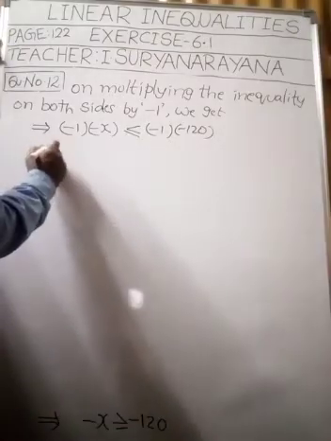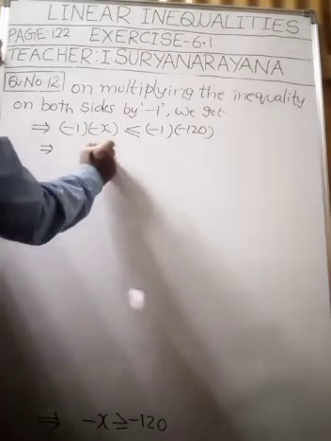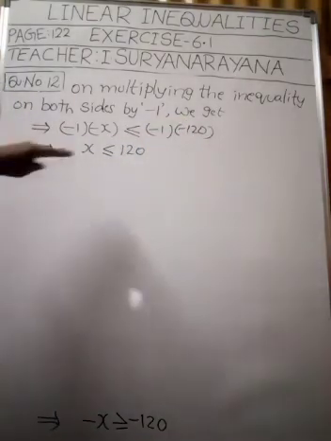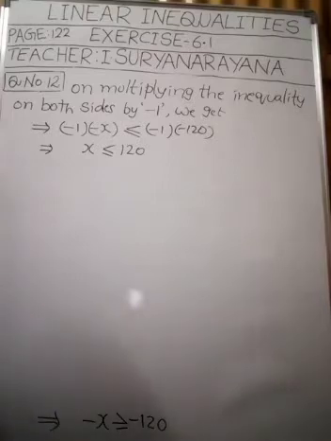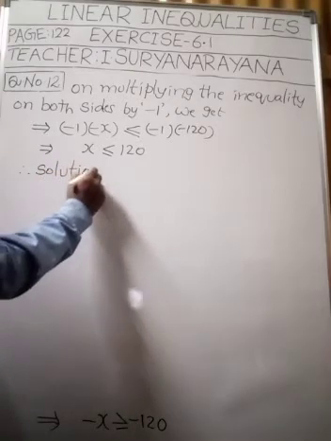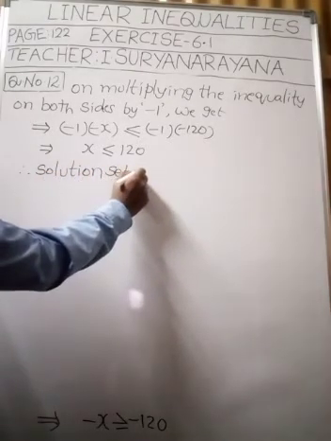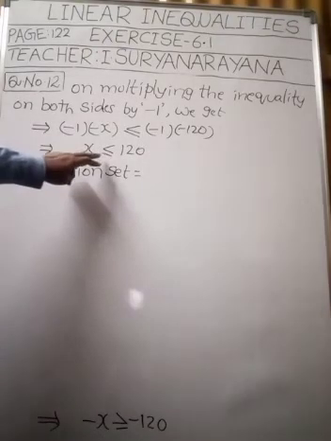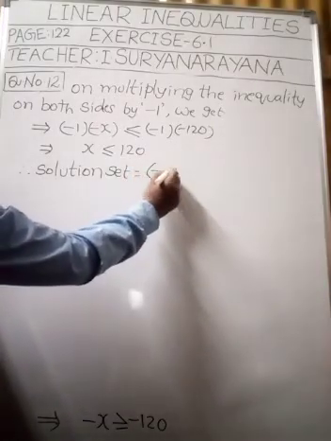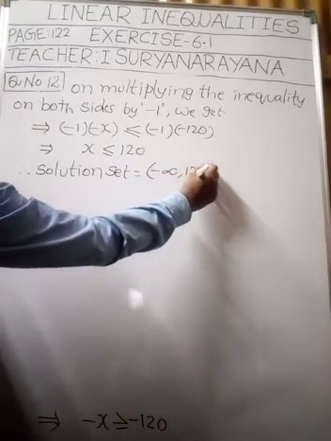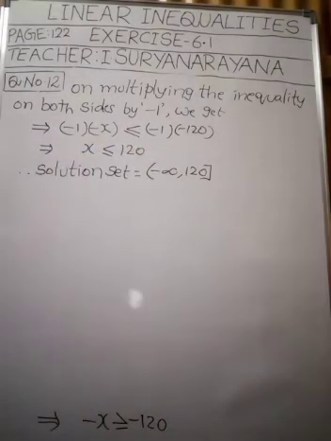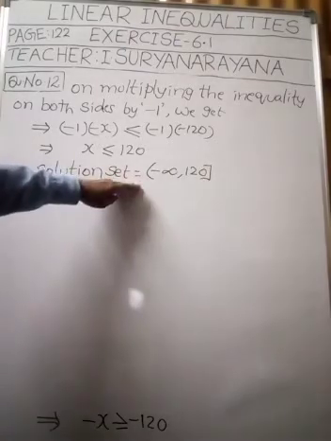Right. This implies what we will get? Minus of minus plus x is less than or equal to minus into minus plus 120. This is the solution set. So let us write the solution set. Therefore solution set is equal to, how do you write this inequality in the form of interval? Yes, minus infinity comma 120. That side closed because less than or equal to. So we have to use closed bracket. This is the solution set.